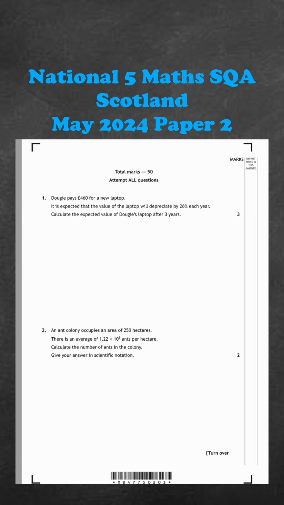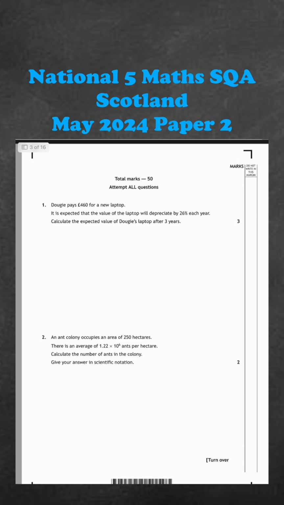So in order to depreciate by 26%, what we need to do is multiply by 1 minus 26%. So in this case, I'm going to say £460 multiplied by 1 minus 0.26, which is the same as saying 460 multiplied by 0.74. And since we're doing it over 3 years, we can just say this is 460 times 0.74 cubed. And it's a calculator paper, so I can do this straight on my calculator.